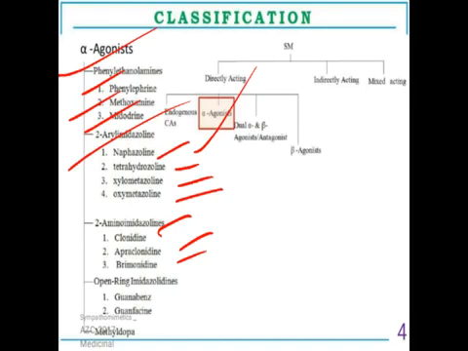And the open ring imidazoline, what we have seen. So examples are guanabenz and guanfacine. So these are the alpha agonist drugs. They only act on the alpha receptor. They are not acting on the beta receptor. So these are the drugs.